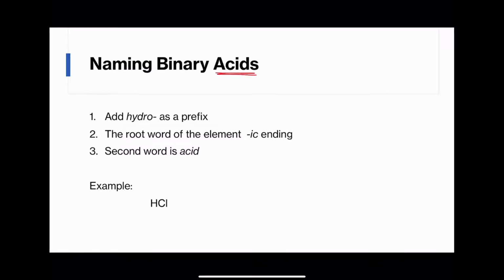So here's an example, HCl. So the first thing we're going to do is we're going to add hydro as our prefix. That actually signifies the H, right? That signifies H. And then the root word of the element, our element is chlorine, but we have to add the ic. So that's chloric, right? And then second word acid. So our answer for this one would be hydrochloric acid. Right? Nice and simple.